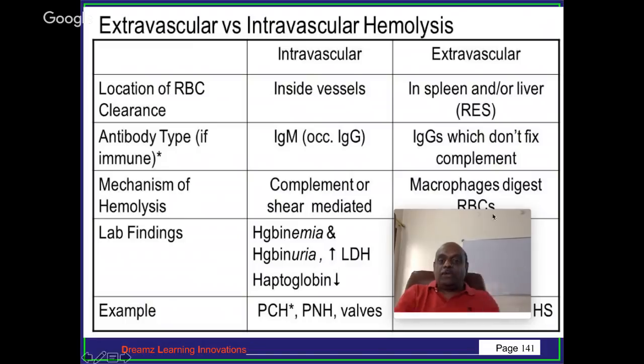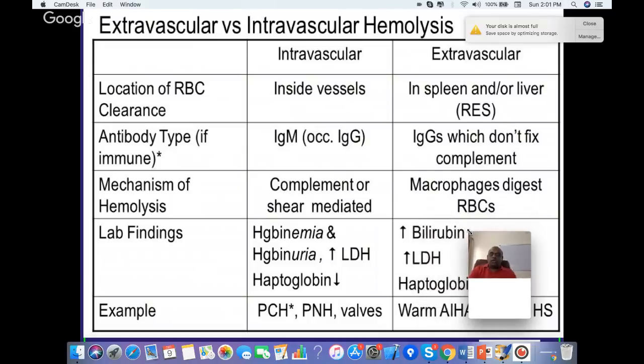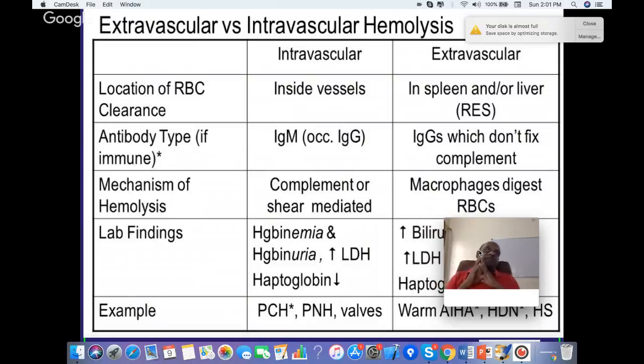See, doctor, there are two types of hemolysis. Inside the blood vessel, when the RBCs are passing, they are destroyed. Other is, they can happen in the spleen or in the liver, which is called extravascular. It is the IgM type of antibodies predominantly responsible for the intravascular. And IgGs, which don't fix the complement, lead to extravascular hemolysis in the spleen, etc. It is the macrophages which eat RBCs if it is happening in the spleen and liver. Whereas it's a complement or shear mediated hemolysis if it is intravascular.